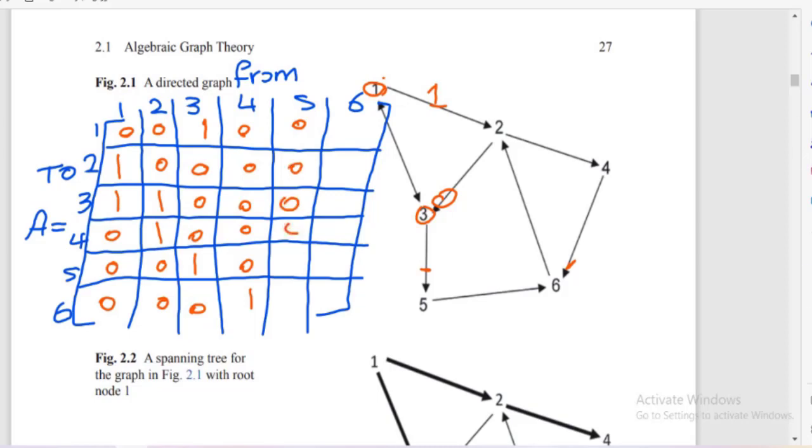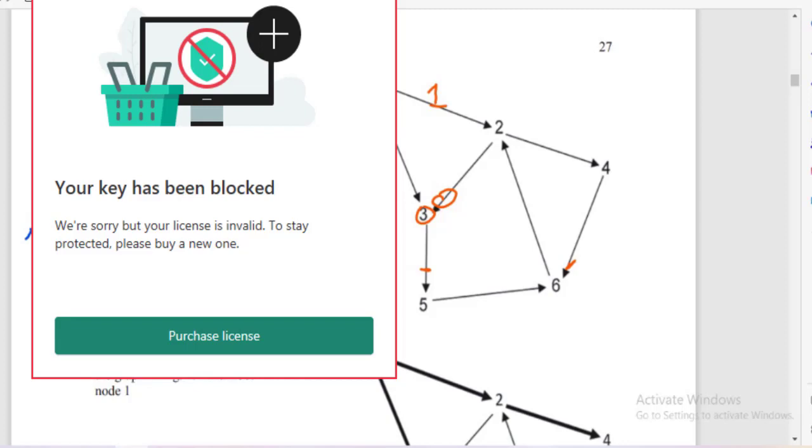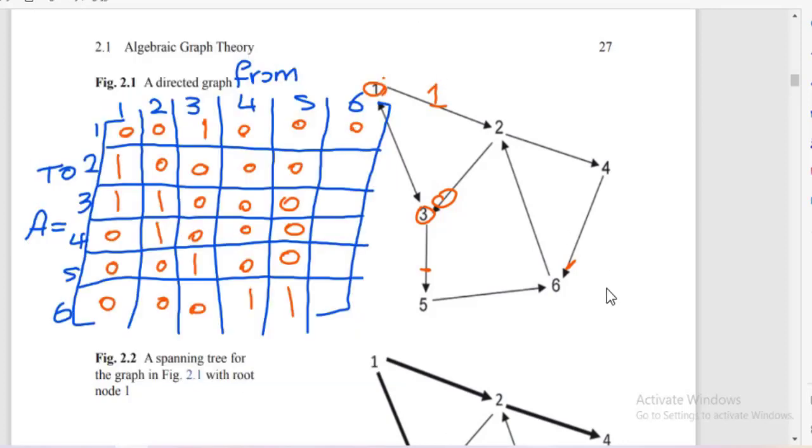No, no. 5 to 6, yes, this is. And what about 6 to 1? No, 6 to 2 only. We mentioned that 6 to 2 only. Okay. 1, 0, 0, 0, and 0. This is the adjacency matrix for this graph.